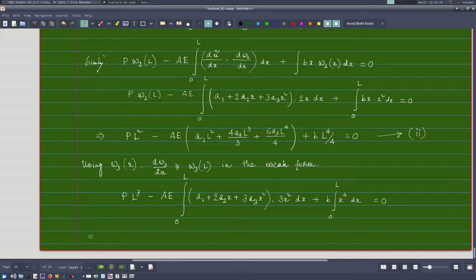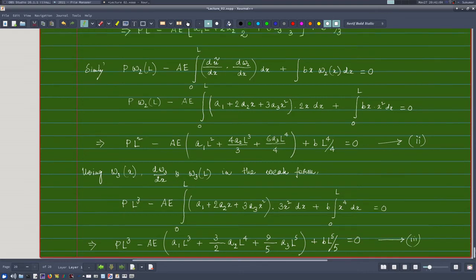PL cube minus AE into A1 L cube plus 3 by 2 A2 L to the power 4 plus 9 by 5 A3 L to the power 5 plus B L to the power 5 by 5 is 0. So this is my third equation.